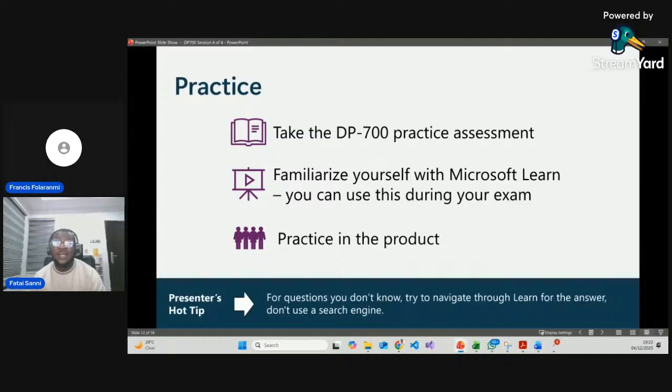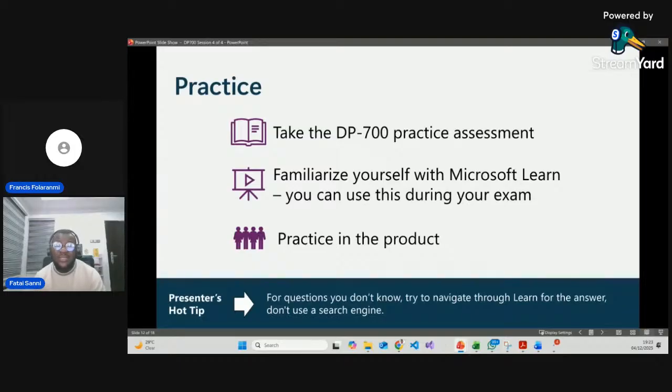Also, dumps don't help you that much. You can use dumps and pass the exam, but you're not confident that you can actually implement the skill that you say you've acquired. So you say DP700, you're a certified Microsoft Fabric data engineer, but you have a data engineering project and you can't even do the barest minimum of that project. It calls your skills and your integrity into question when you cannot accurately defend this certification. So let's be mindful of this.